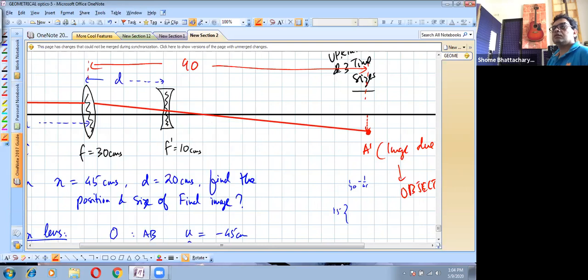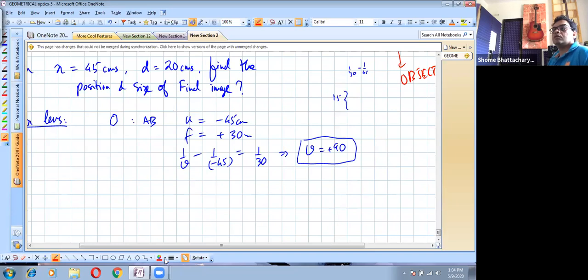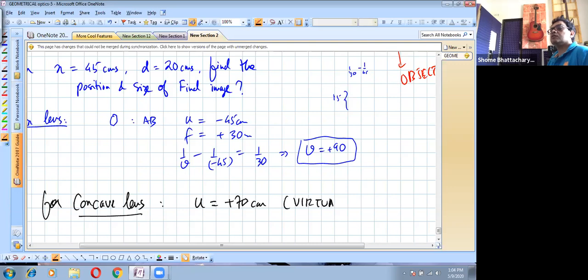So this distance being 20, now you can see that this second ray is actually like this. You just extended it forward, but actually there's one more refraction happening here. So for the concave lens, you can see that we have U equal to plus 70 centimeters. Virtual object between 2F prime and infinity. Now, that is beyond twice the focal length, that kind of virtual object. Because here the focal length of the concave lens, remember, was 10 centimeters.